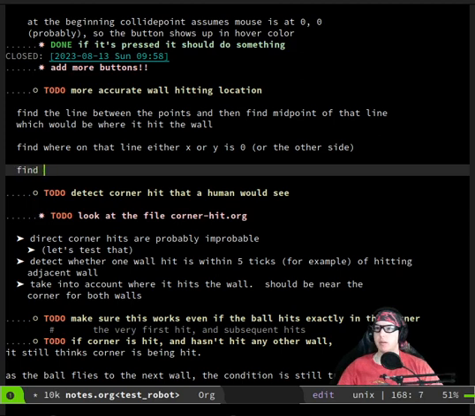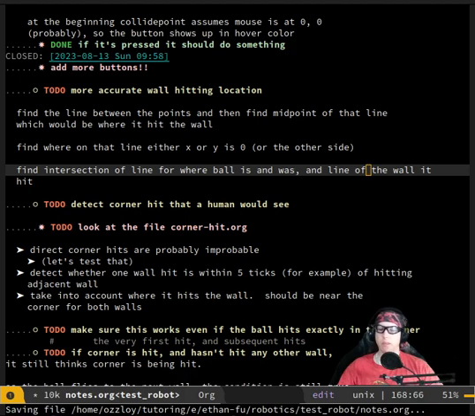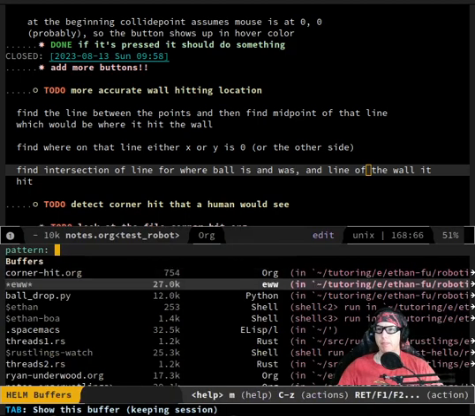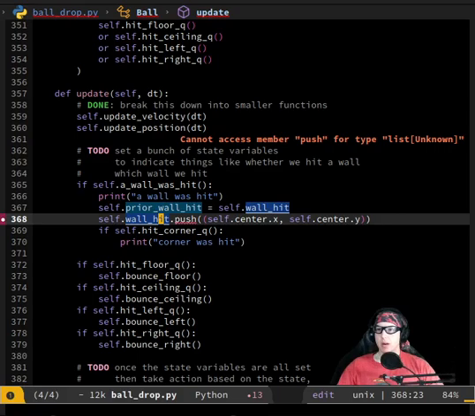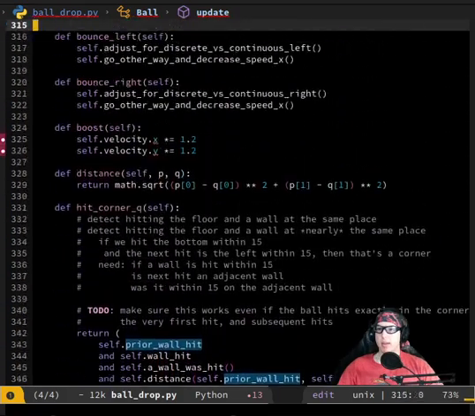Find the intersection of the line for where the ball was and the wall it hit, and the line of the wall it hit. Okay, cool. All right, how do we do that?